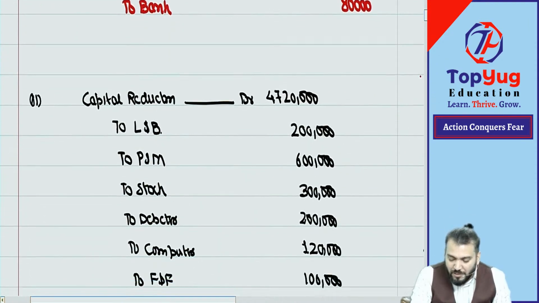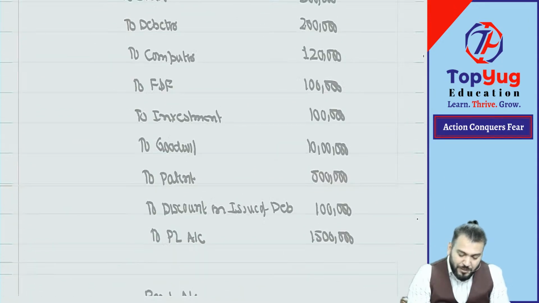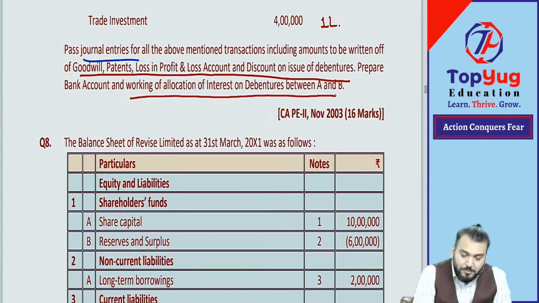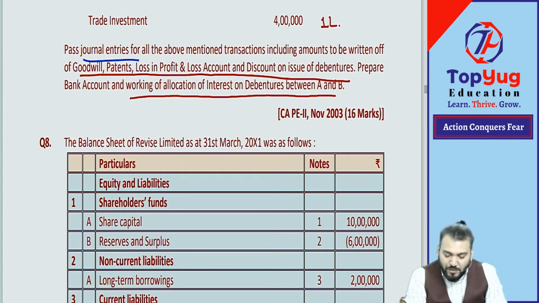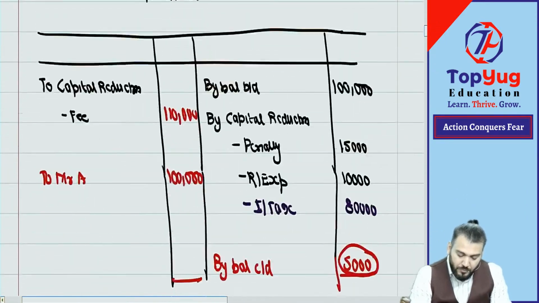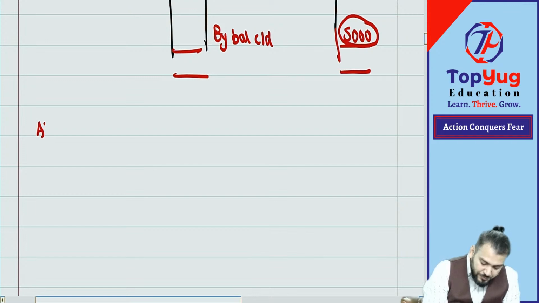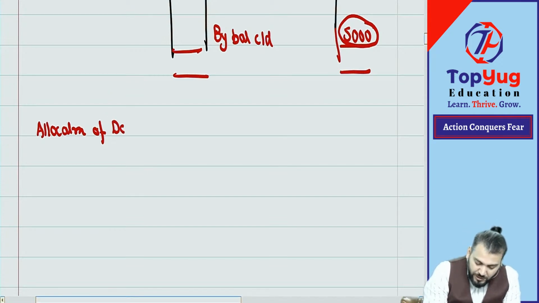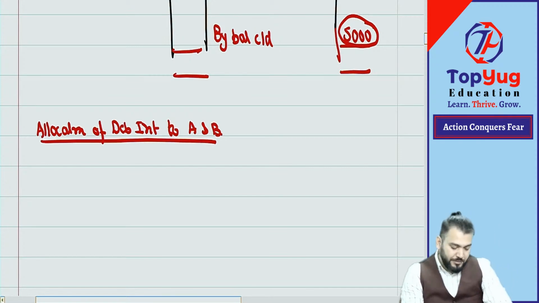Correct. Now they have also asked one working note. If you read the requirement, prepare bank account and working allocation of interest on debenture between A and B. Already we have done, but because they have asked working note for this, we need to do it now. Write down. Allocation of debenture interest to A and B.